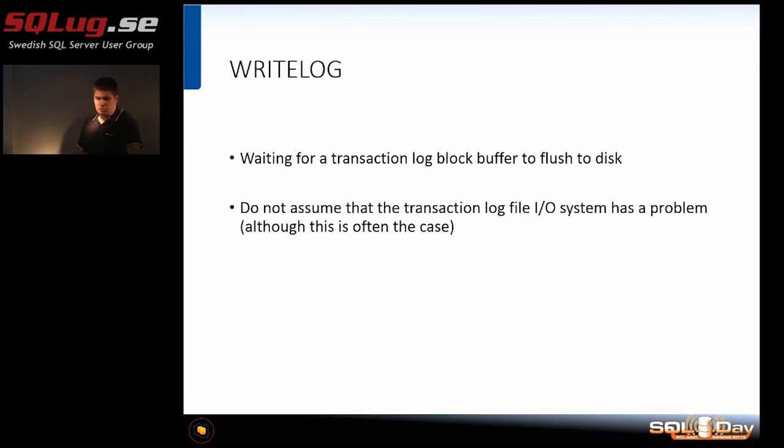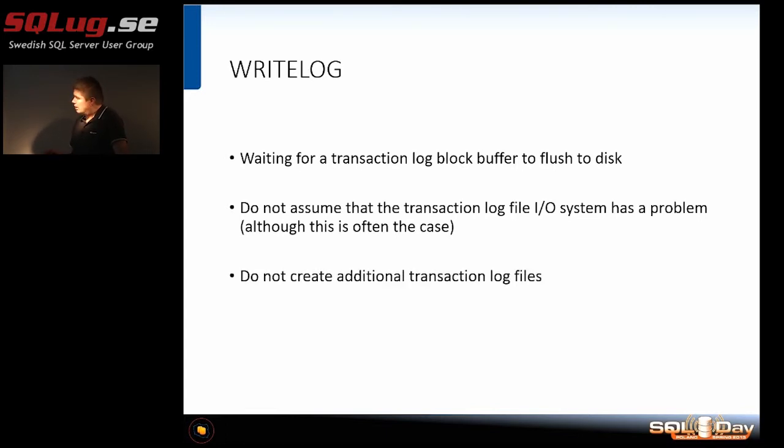You can do a demo. You can put a USB stick in your laptop, put the transaction log on it, and you will see that WRITELOG will always be the top one, because USB is very, very slow. Then you can create the database on your normal hard drive, and it should be way better. And if you spread data and log among many disks, it's the best solution. What could be there also? If you see WRITELOG, don't create additional transaction log files. Do you know why? Okay.